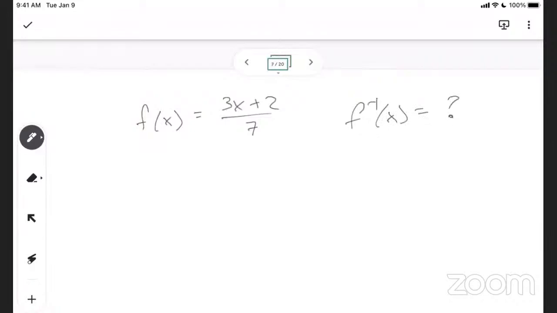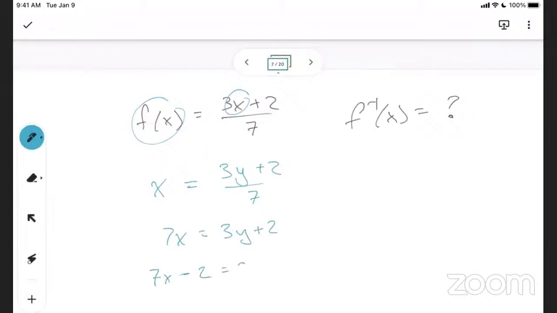So you interchange x and y. You flip the x and the y around. So instead of that being y, that's x, and instead of that being x, it's y. And now you solve it for y. So multiply both sides by 7. Subtract 2 from both sides. Divide by 3. There's your inverse: 7x minus 2 over 3. Did I do that too fast? Yeah. Okay, watch it again later.